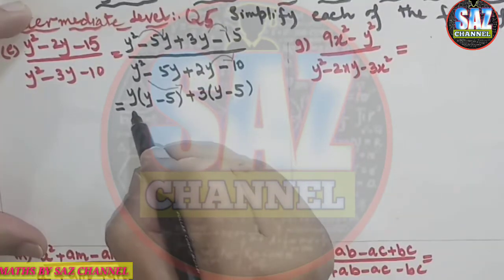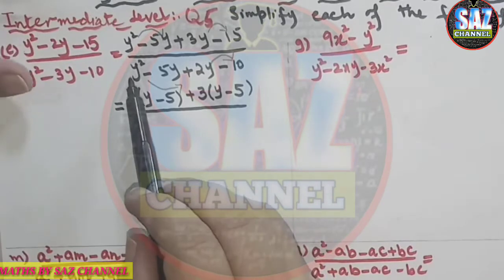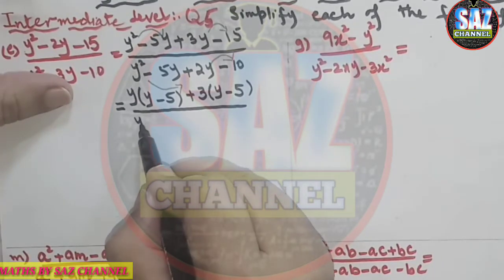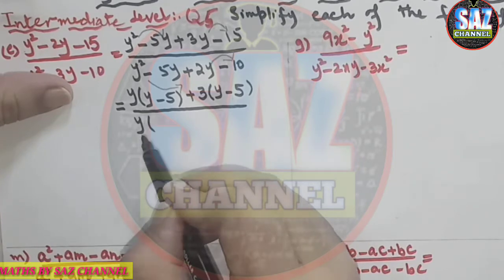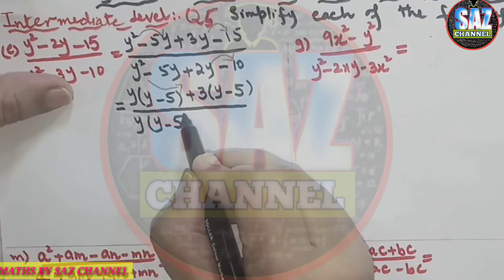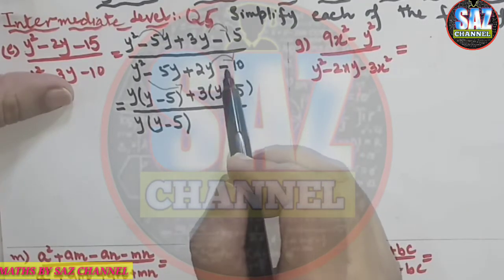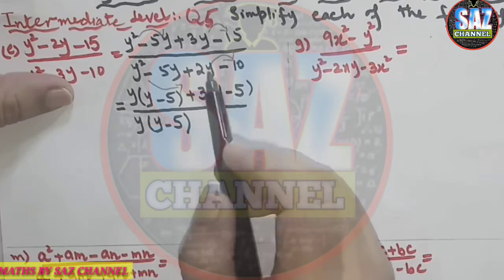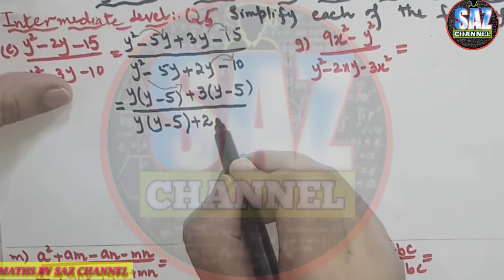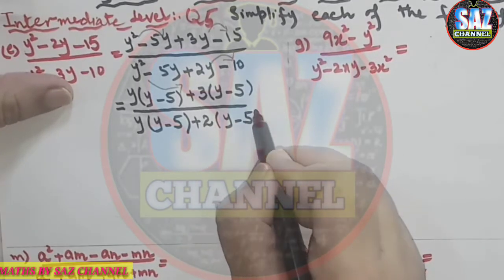Coming to the denominator, I can see that from y square minus 5y, y is the common factor, pull it out, extract it out, and inside the bracket I will be left with y minus 5. Coming to the second group, 2y minus 10. For 10, the table of 2 is suitable, 5 times. So pull out 2, and inside the bracket I will be left with y minus 5.